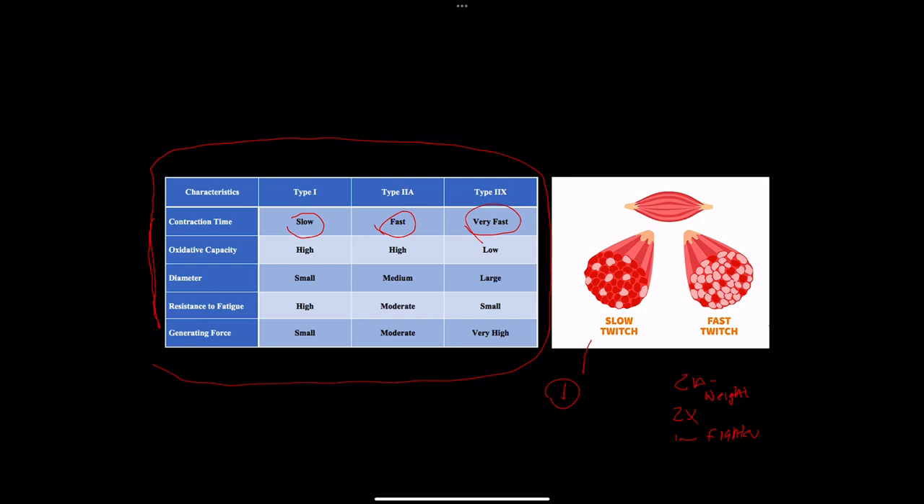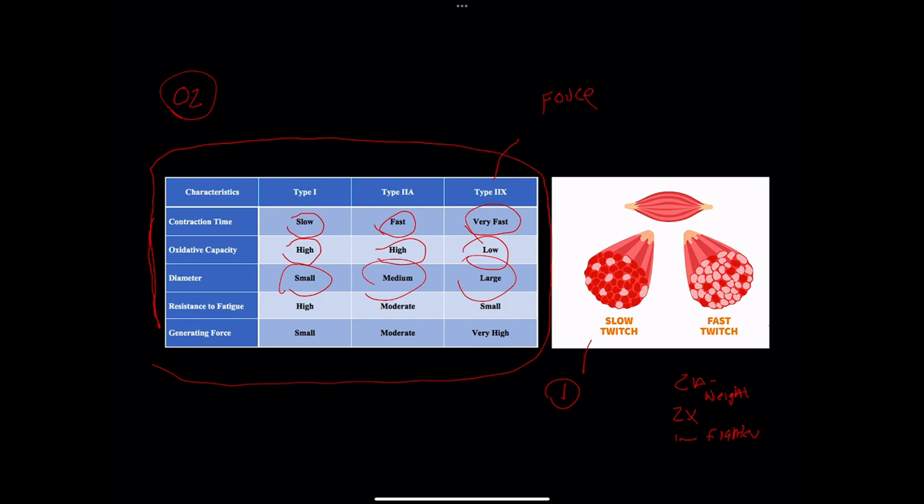Oxidative capacity, what does that mean? Well, that means they like to use oxygen. So we can see type 1 loves to use oxygen. Type 2A can use oxygen because they have more mitochondria. And type 2X can't use very much oxygen at all. Then diameter, right? Small, medium, large. It makes sense that the type 2X are the larger ones because they can produce so much more force.